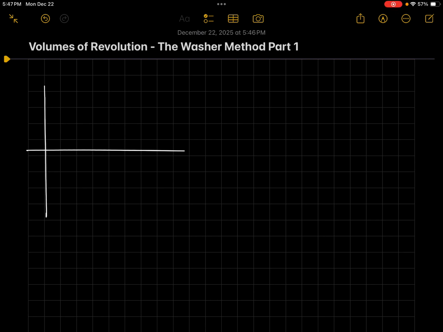Volumes of revolution, the Washer method, part 1. Let's look at a function f of x and consider the region beneath the graph but above the x-axis on the interval x equals a to x equals b.